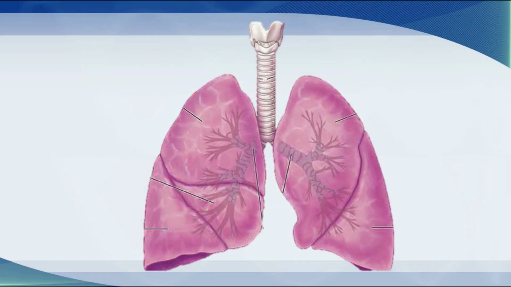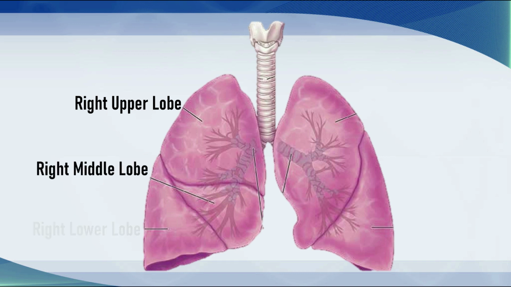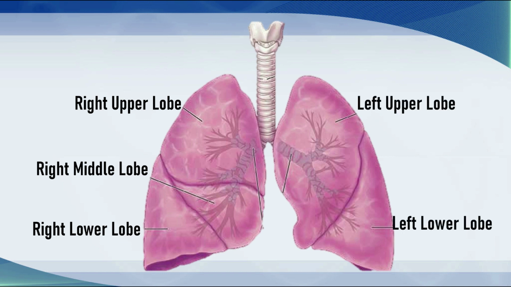So this is an overview of the lungs, and you'll recognize there's two lungs, a right lung, a left lung. In the middle you have the trachea and the bronchial tree. There are 5 lung lobes. The right lung has 3 lobes. It has a right upper lobe, a right middle lobe, and a lower lobe known as the right lower lobe. The left lung has 2 lobes, the left upper lobe and the left lower lobe.